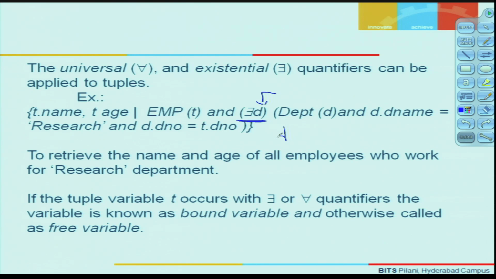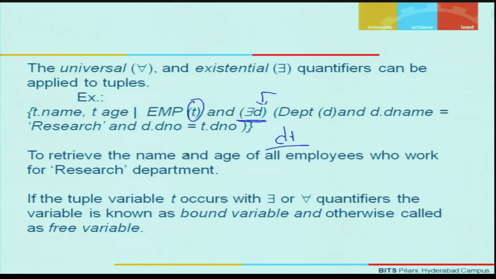Hence, D is a bound variable, whereas T is not associated with any quantifier, hence it is called a free variable. Only free variables can appear in the result of a relational calculus expression. That is one important point to be noted.